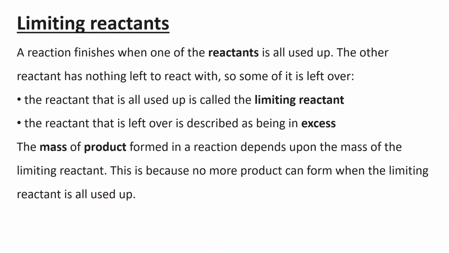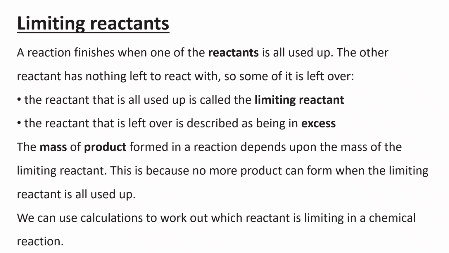The mass of product formed in a reaction depends upon the mass of the limiting reactant. This is because no more product can form when the limiting reactant is all used up. We can use calculations to work out which reactant is limiting in a chemical reaction.